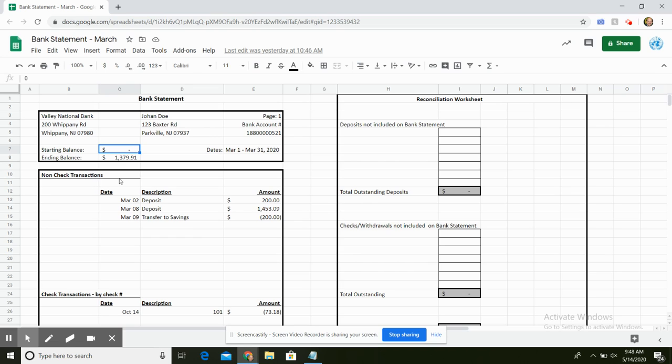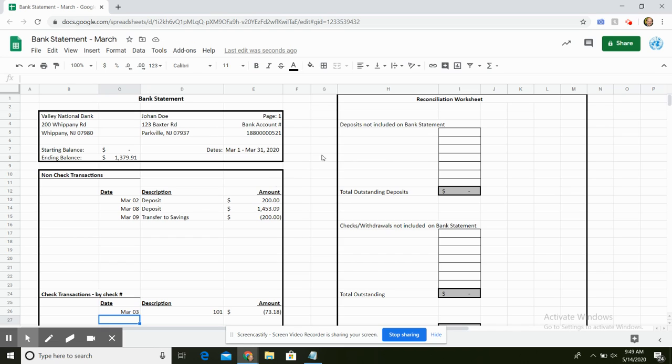We talked about how it's divided into two different parts down here at the bottom. We have non-check transactions: some deposits, a deposit of $200, a deposit of $1,400, and then a withdrawal because you're transferring over to savings. And then down below, we have our one check transaction, check number 101 for $73. Whoops, I guess that shouldn't be October 14th. It should be March, I don't know, whatever it was, maybe the 3rd. Okay, so that's your bank statement.